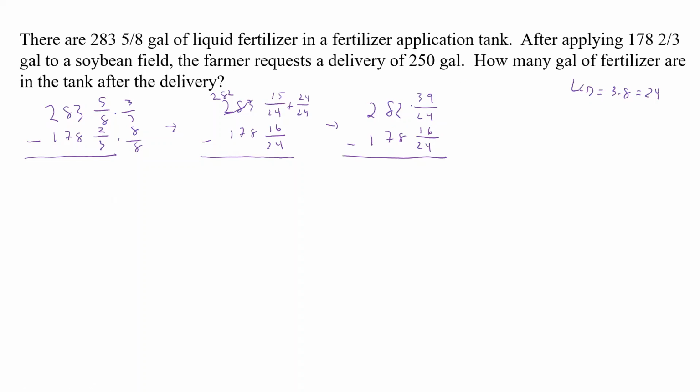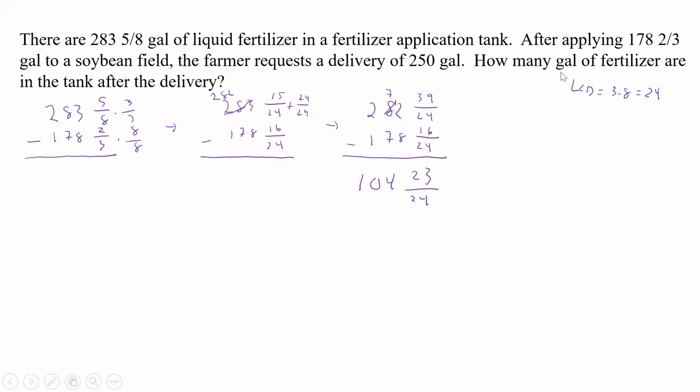So now we have to take 39 minus 16, so 9 minus 6 is going to give us a 3. 3 minus 1 is going to give us 2. That's going to be over 24. Here we're going to have to borrow 1, so that's going to become a 7. So we have 8, that's going to give us a 4. 7 minus 7 is 0. 2 minus 1 is 1. So now we have 104 and 23 over 24 gallons after we applied the 178 gallons.